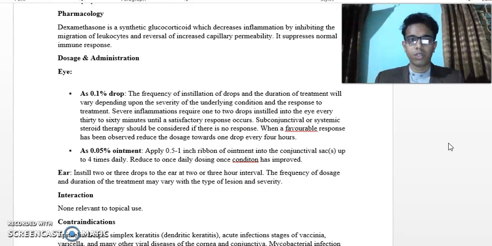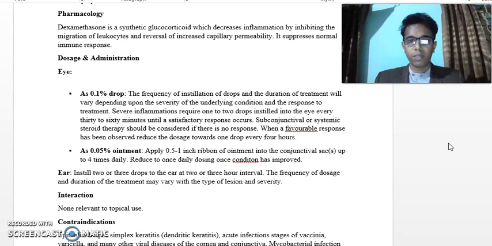Now we are talking about dose and administration. Eye: as 0.1% drops, the frequency of instillation of drops and the duration of treatment will vary depending upon the severity of underlying conditions and the response to treatment. When a favorable response has been observed, reduce the dose towards 1 drop every 4 hours.